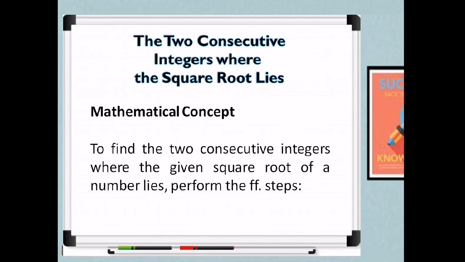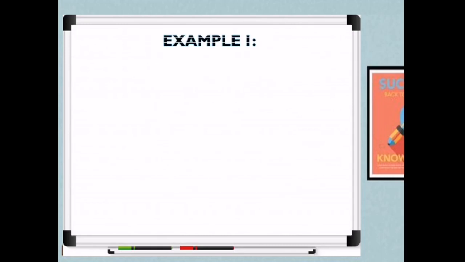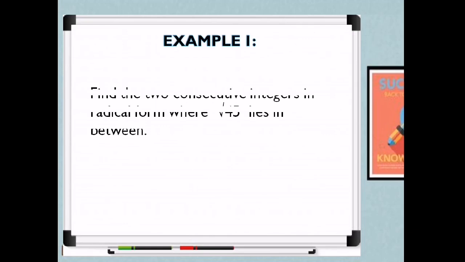So, mathematical concept. To find the two consecutive integers where the given square root of a number lies, we need to perform the following steps. For each example that I will be giving, there will be the steps that we need to follow. I hope that you will be getting all the steps that are necessary to find the two consecutive integers where the square root lies.